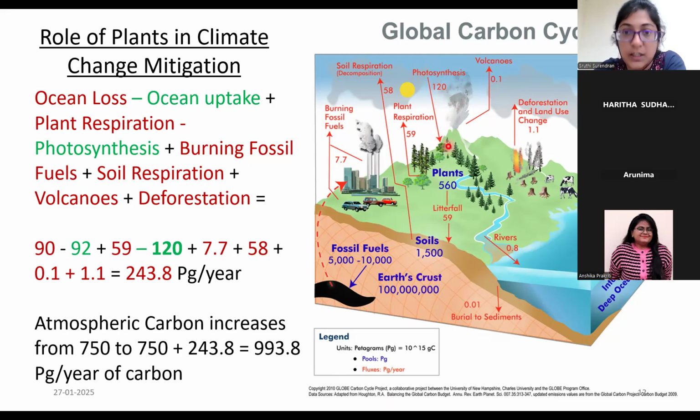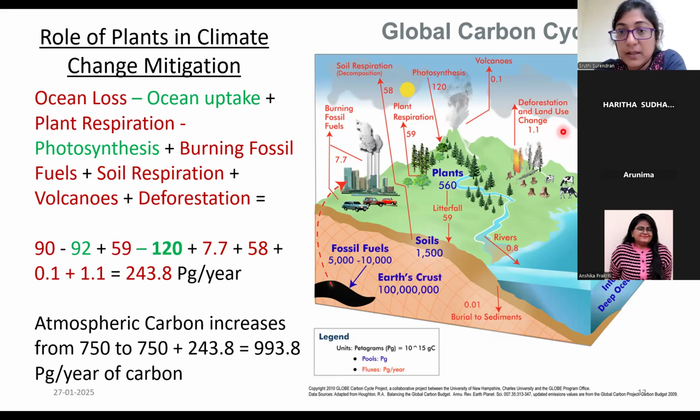Into the plant body. So it is storing it in plants. At the same time, volcanoes are releasing 0.1 petagrams of carbon every year into the atmosphere. You see, deforestation is contributing 1.1 petagrams of carbon into the atmosphere. Ocean is taking in so much carbon as well as releasing carbon.